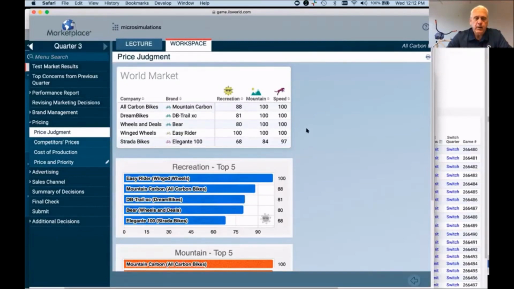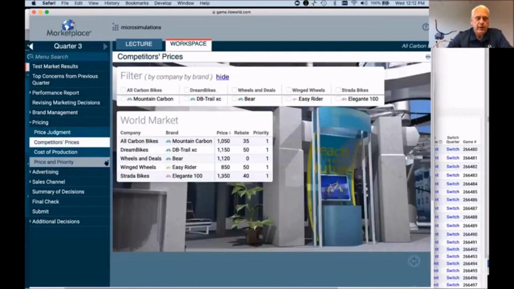Mountain Carbon had a price below the research price, so I got 100%. They loved it. In the recreation segment, it was priced too high, so I'm going to keep that in mind. I can look at my competitors and see what they're pricing their brands at. The Bear is at $11.20. I'm at $10.50 with a 35 rebate.